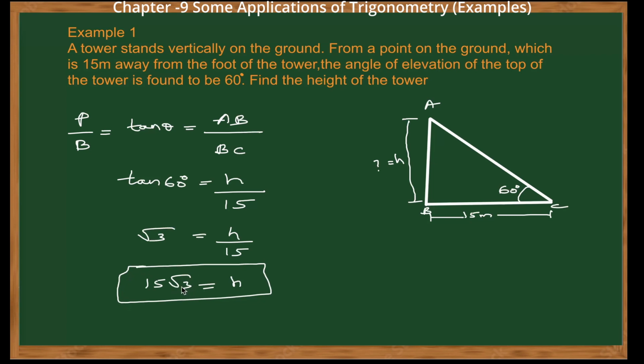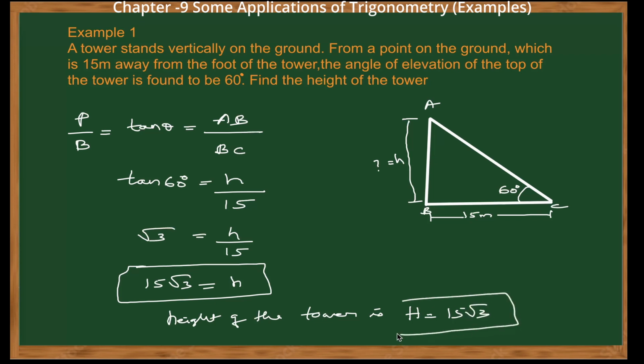You can leave it here. Further, if the value of root 3 is given, you can simplify, or you can leave it as it is. So you can write: height of the tower, H, is equal to 15 root 3. Okay, students, that's what we can write down.